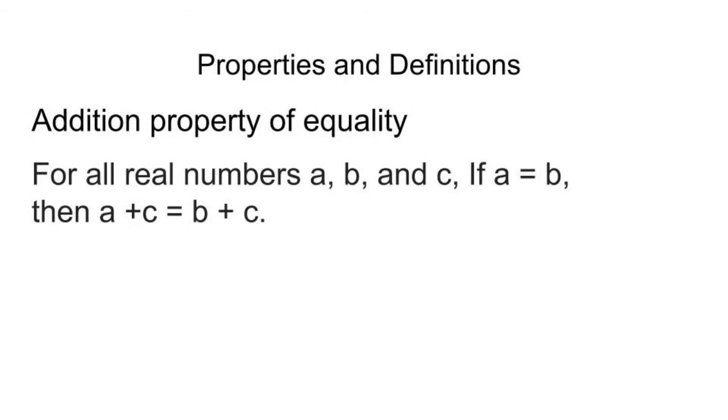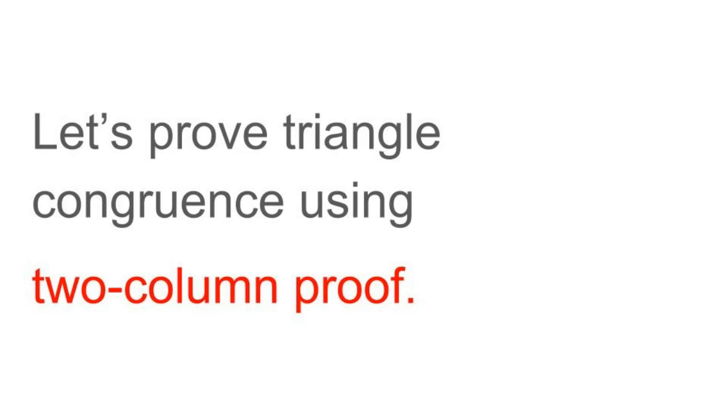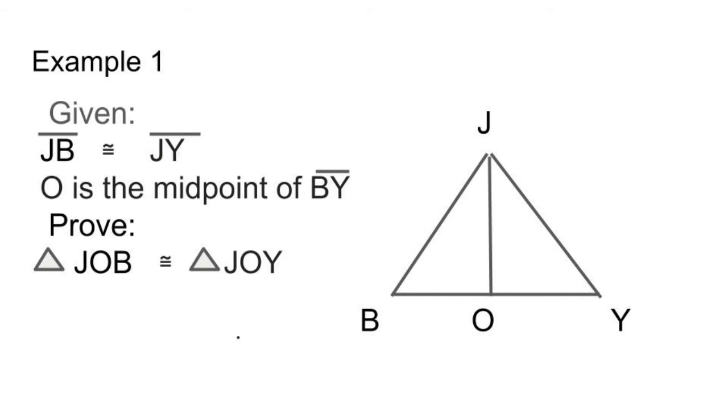Last is addition property of equality. For all real numbers A, B, and C, if A equals B, then A plus C equals B plus C. Let's prove triangle congruence using two-column proof. Example 1. Given segment JB is congruent to segment JY, point O is the midpoint of segment BY, prove triangle JOB is congruent to triangle JOY. After knowing the given and what to prove, put appropriate marks on the figure.